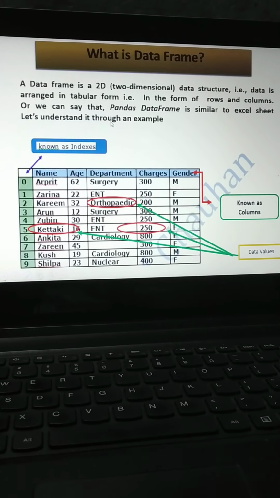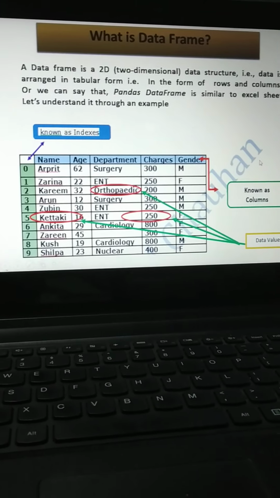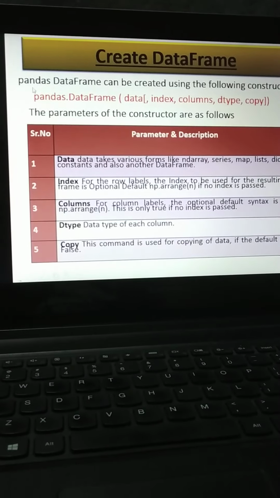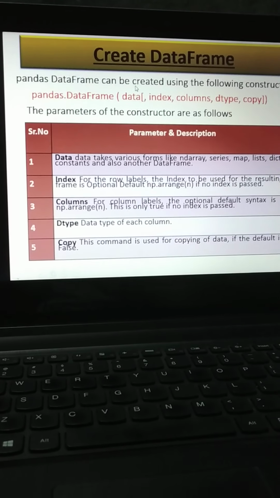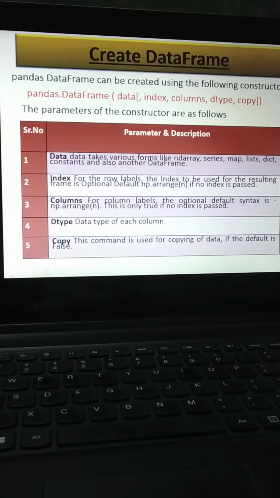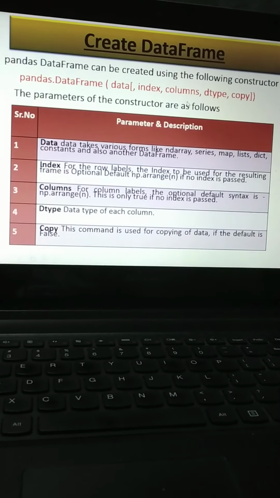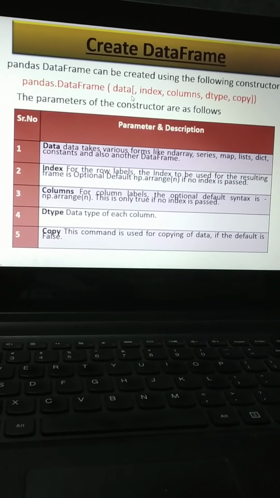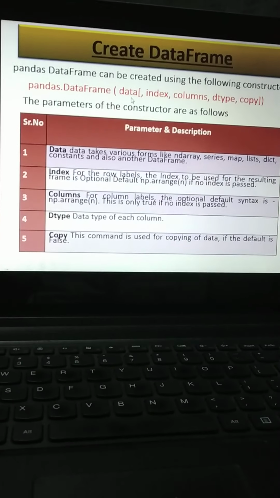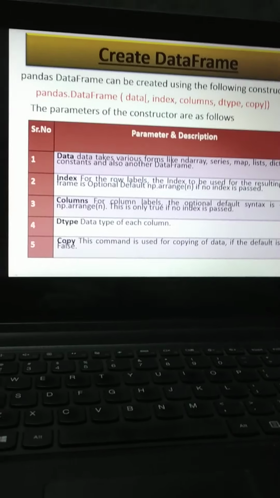Let's understand it through an example. Create a data frame. A pandas data frame can be created using the following constructs. Constructs means this is the syntax for that. pandas.DataFrame, DataFrame is the function for creating the data frame. In this function we pass the data value. Data means we can pass a list, a dictionary, a series and many more.